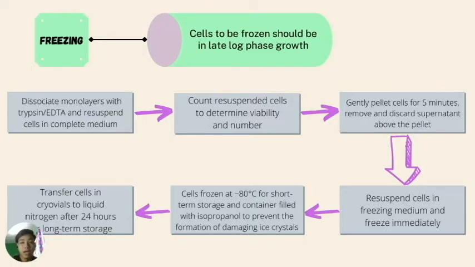Next, gently pellet cells for 5 minutes. Remove and discard the supernatant above the pellet. Resuspend cells in freezing medium and freeze immediately. And fifth, cells are frozen at negative 80 degrees Celsius for short-term storage in a container filled with isopropanol to prevent the formation of damaging ice crystals. And lastly, transfer cells in cryovials to liquid nitrogen after 24 hours for long-term storage.